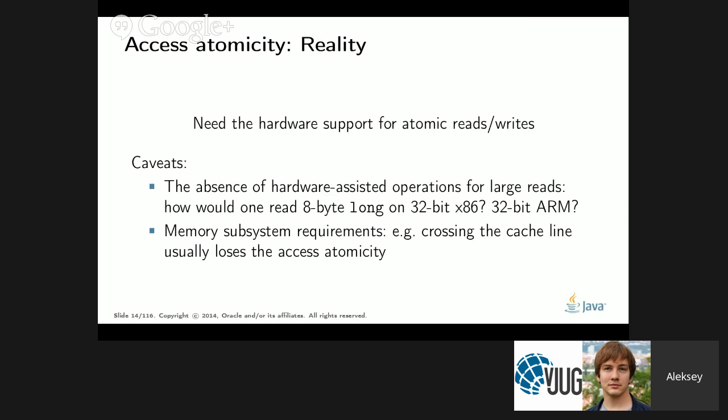Also, you have memory subsystem requirements. For instance, crossing the cache line usually loses the access atomicity. If your 8-byte long, for instance, is not aligned by 8, and you cross, and its upper word lies on one cache line and its lower word lies on the other cache line, then the read of that value is probably not atomic even on x86.